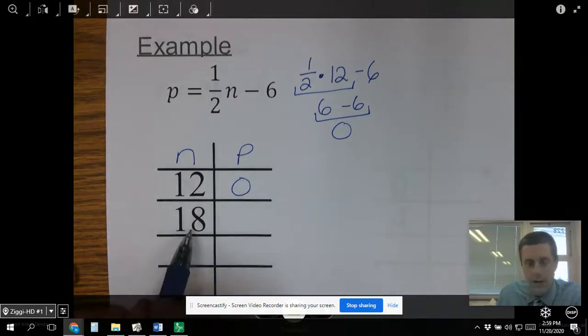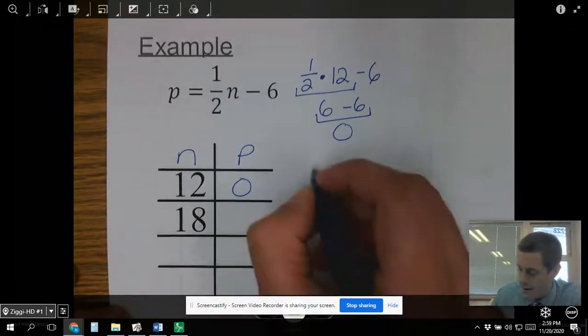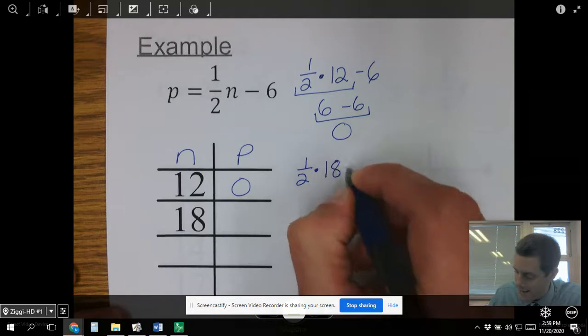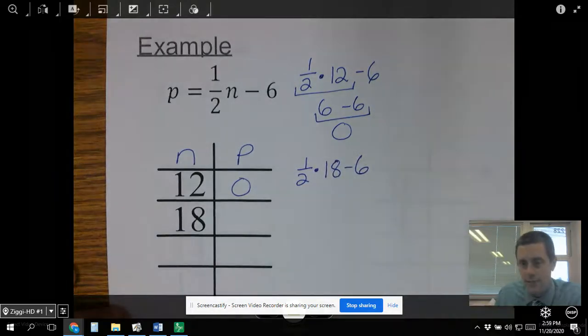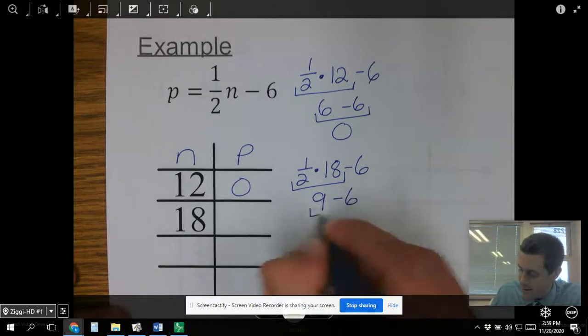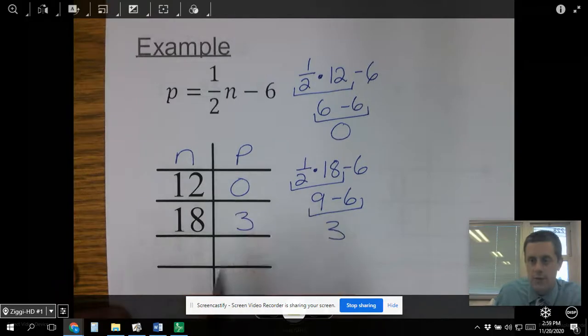Next, I'm going to plug in an 18 for our independent variable n. So 1/2 times, in place of n, I'm putting an 18, minus 6. And now we just simplify that expression. 1/2 times 18 is 9. 9 minus 6 gives us 3. When n equals 18, p equals 3.